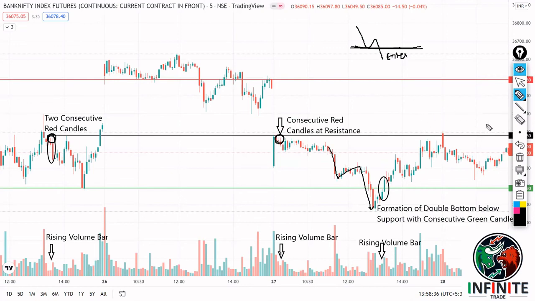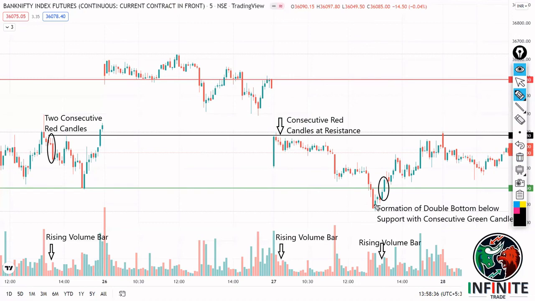So now let's continue the explanation. In this case, the market broke the support. We saw a very big red candle. But then we do not have a follow through candle, like we do not have a further red candle. Immediately we see a green candle here.